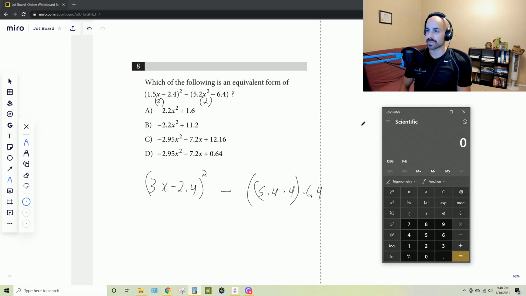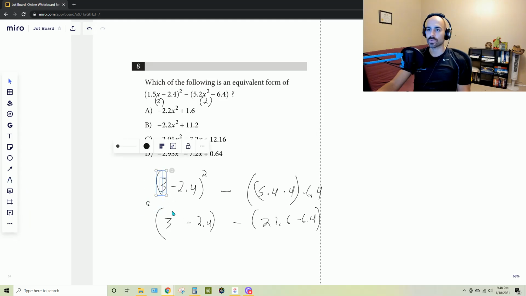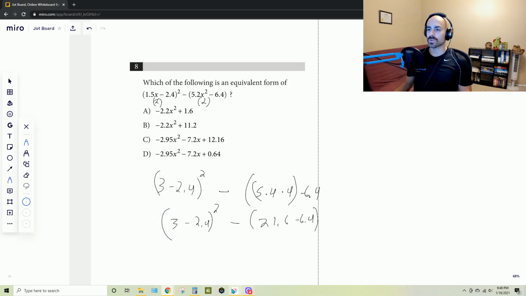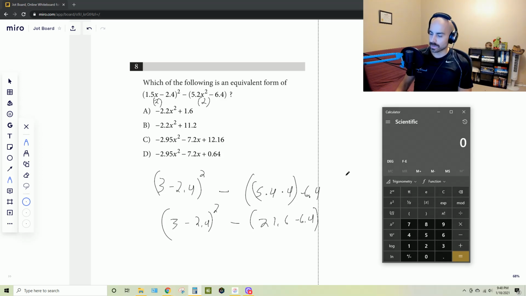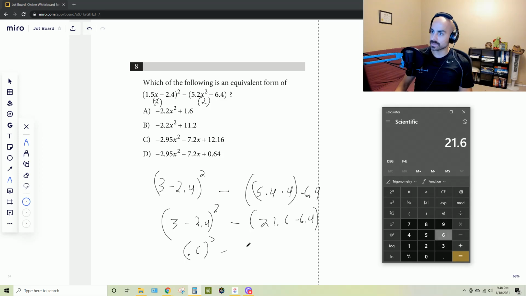We can already see that this is giving us a lot of calculations to work with, so I wouldn't recommend this method on this problem, but 5.4 times 4, 21.6, minus 6.4, minus 3x minus 2.4, and we can see that here we already have, oh, I'm sorry, this shouldn't have x, this is just 3. And then this is going to be squared. All right, and then once we simplify this, we would have 0.6 squared minus 21.6 minus 6.4, 15.2.